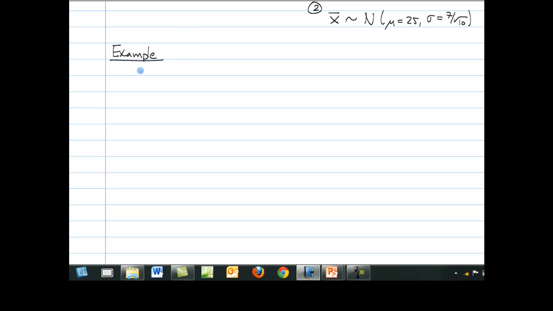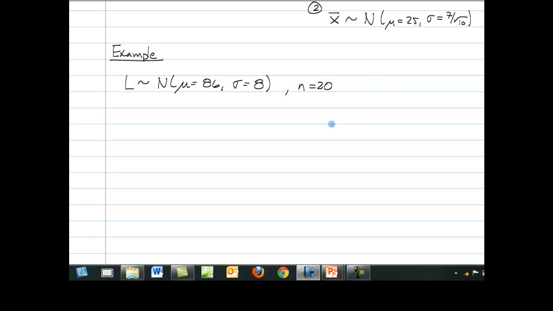An example the book gives talks about the body length, excluding the tail, of deer mice. So I'm going to talk about L for length. Length is distributed normally with mean of 86 millimeters, standard deviation of 8 millimeters. Then we take a random sample of 20 deer mice.